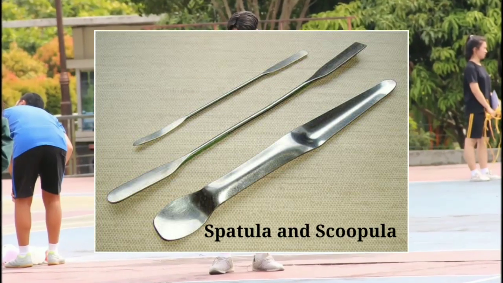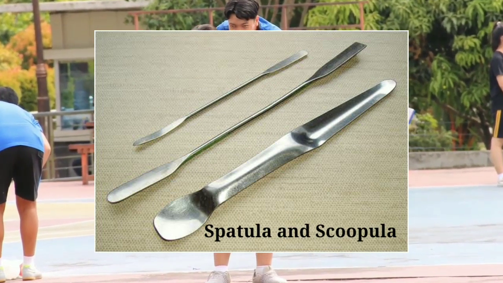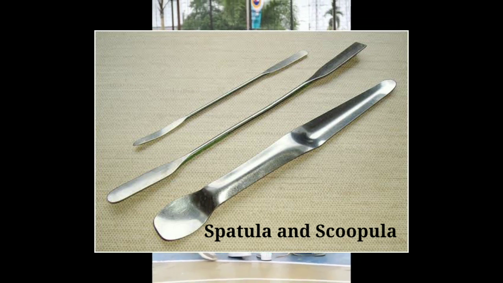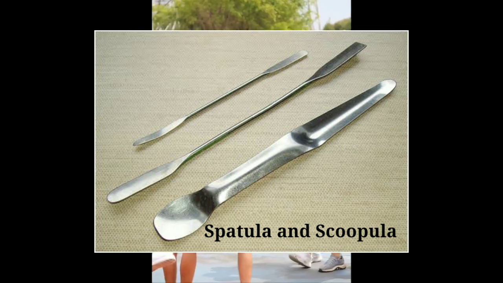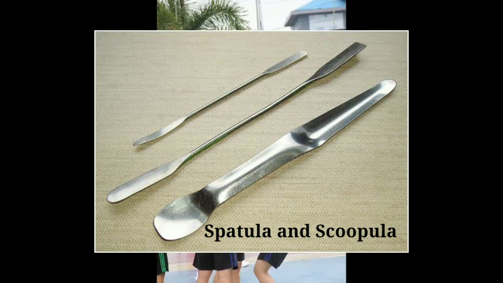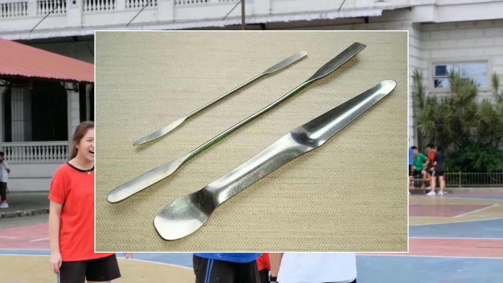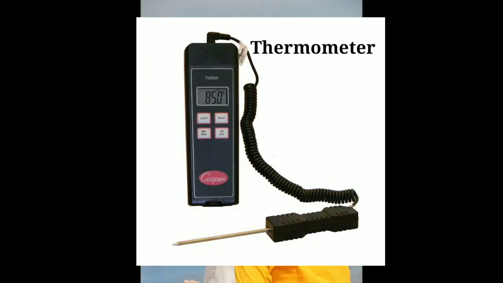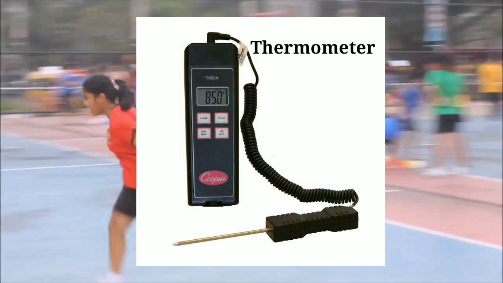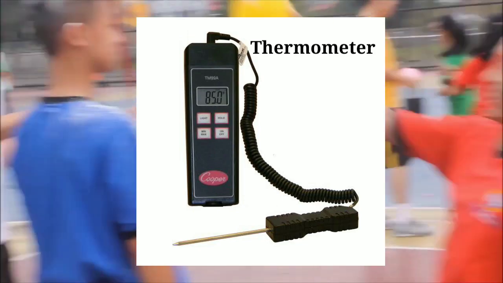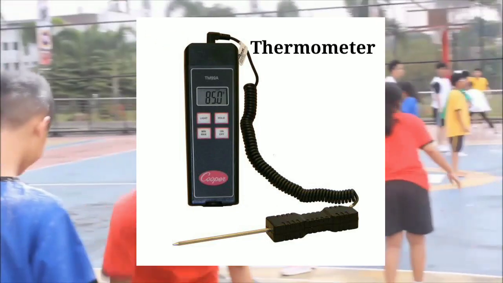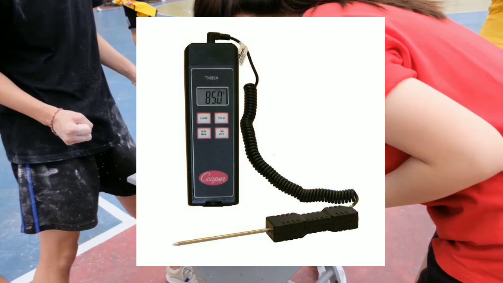Spatula and scopula are for scooping solid chemicals. They are typically used to scoop a chemical out of its original container onto a weigh boat so that it can be weighed on a balance. A laboratory thermometer is used for measuring the temperature of liquids. It can be made of glass or it can be a thermocouple made of different metals.